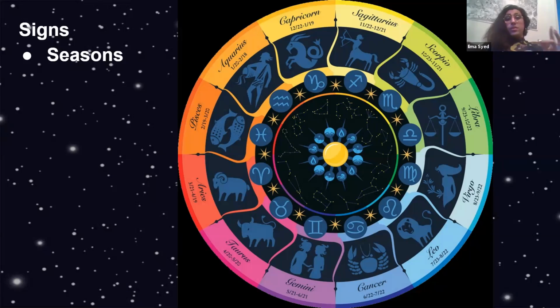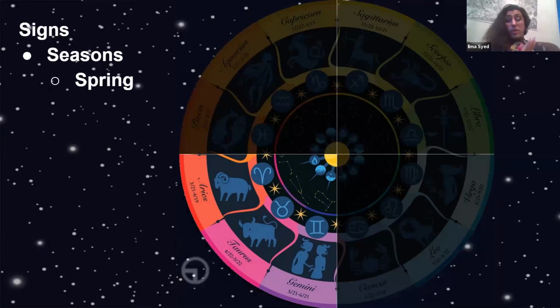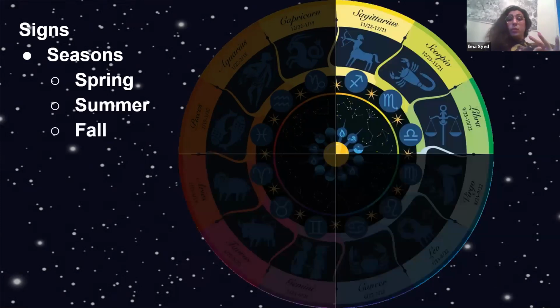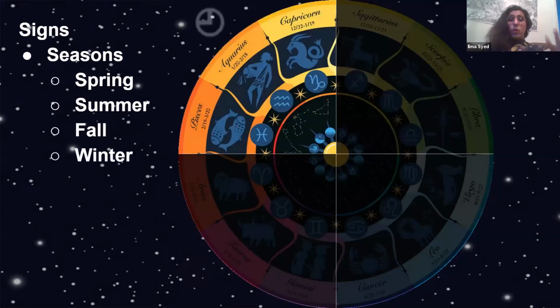So like I said, it starts with the seasons. That's spring. And as you can see, since there are 4 seasons and 12 signs, it's 3 signs per season. There's, of course, Aries, Taurus, and Gemini in spring. Then there's Cancer, Leo, and Virgo in the summer. Then there's Libra, Scorpio, and Sagittarius in the fall. Then there's Capricorn, Aquarius, and Pisces in the winter.